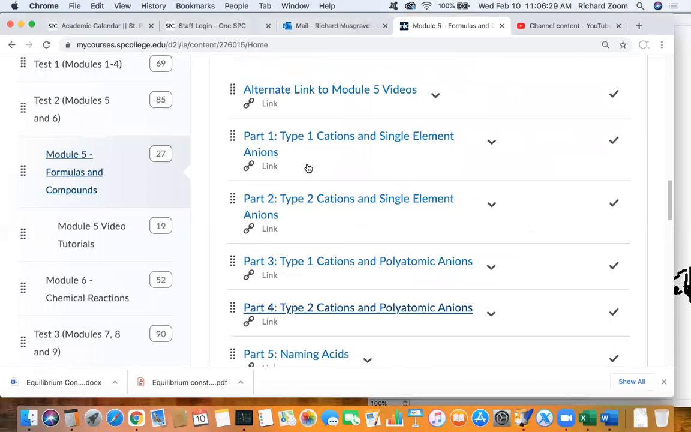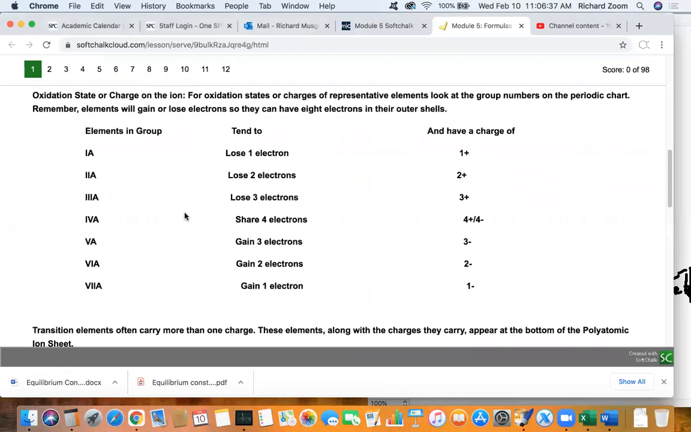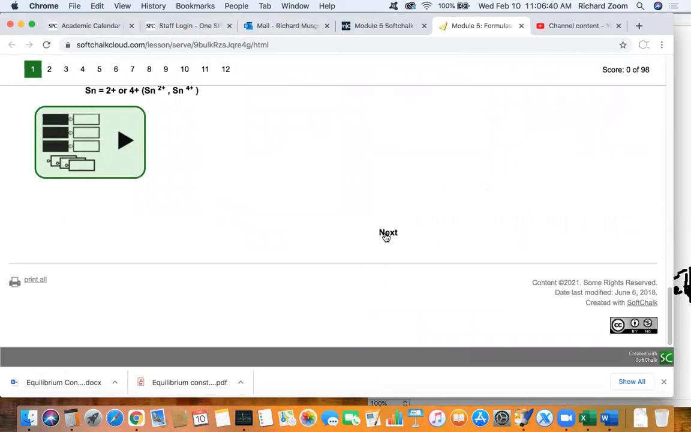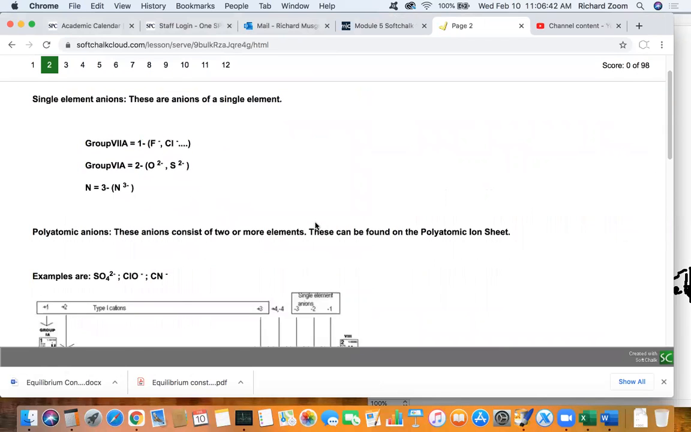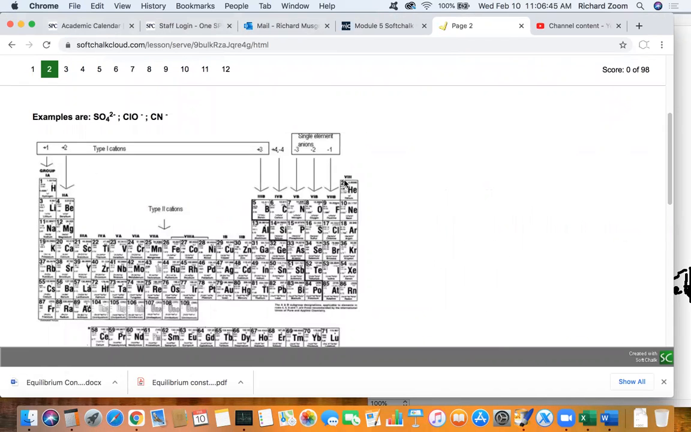So let's take a look at the Module 5 soft chalk here, and I go through all of this in the Module 5 soft chalk, but that's just a summary of what we're seeing here. So I've got the charges here on each of these. In the single element anions, the charges are set by the group. So -1 will be group 7, -2 will be group 6, and -3 will be group 5. And these are the electrons required in order to get it to the octet. So 7 plus 1 is 8, 6 plus 2 is 8, and 5 plus 3 is 8.